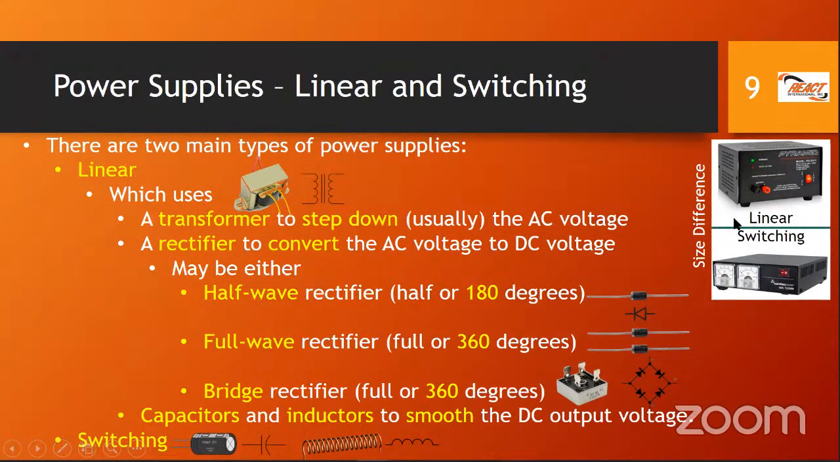On the right-hand side, we show an example of what a linear power supply looks like and a switching or switch mode power supply. And we're saying, note the size difference. A linear, pound for pound, or for the same output, tends to be a bit larger and heavier. Why? Because it uses a bulky transformer, whereas the switching power supply tends to be a little more compact.